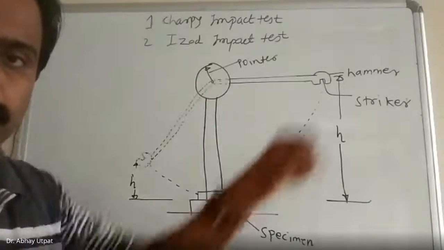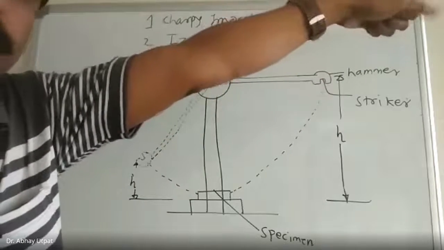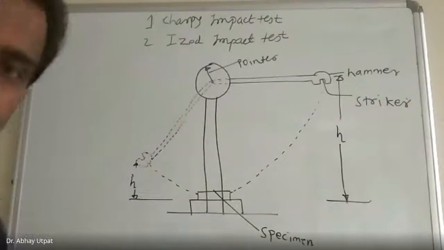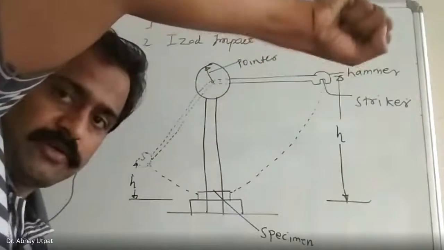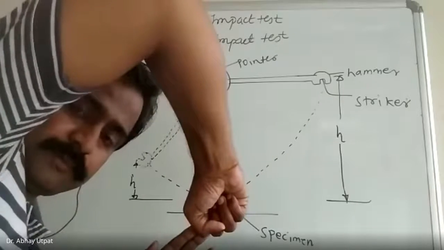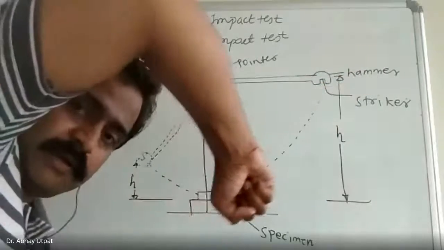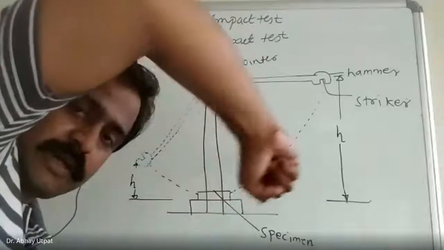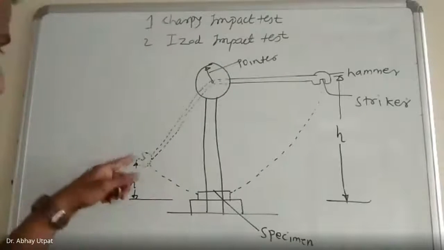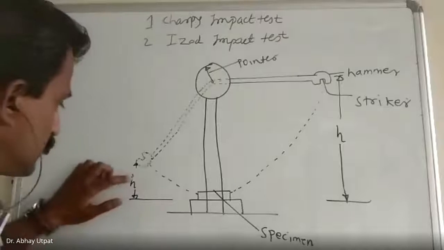It will leave from the higher position and come down. I will just show it this way. It is in horizontal position and it will come down. Now it is in vertical position. Here is the specimen. When you leave it from a height, it will strike the specimen and the specimen will break. After breaking the specimen, this hammer will reach H dash. Here is H dash.